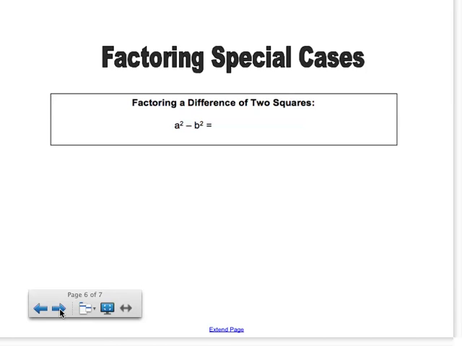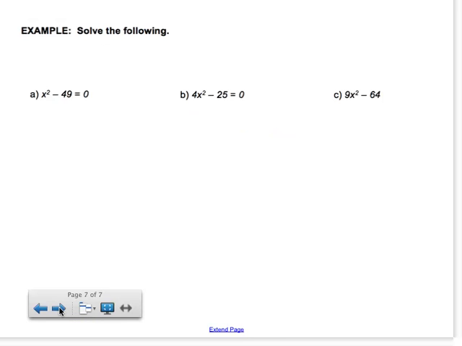Factoring a difference of two squares, you might have done this in Algebra 1, but when I notice that I have two squares and it's subtraction, that's what difference means, subtraction, I can easily write that as a plus b times a minus b. I don't have to worry about what factors are going into it. I don't have to worry about which ones are adding. It's plain and simple. So what you do is you notice, oh, I have an x squared.